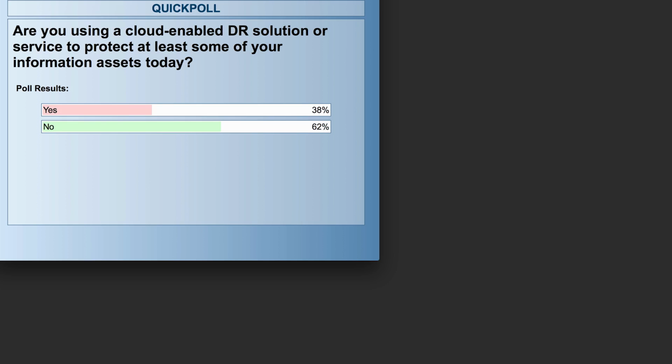We've seen a tremendous growth in the adoption of cloud for DR as well as other use cases. But that still says, of course, that over 60% of you aren't looking at using the cloud or aren't actively using the cloud for DR today, which is very insightful, and maybe we can talk about some of the reasons for that in the Q&A section later.